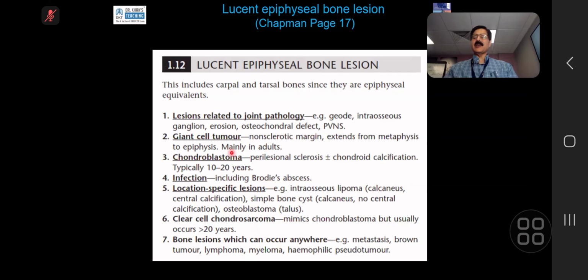Now, multiple myeloma, by the way, you could not say in a 45-year-old, don't say that. Now, this is a lucent epiphyseal bone lesion, and there are lesions which are related to the joint. Giant cell tumor is there, which has a non-sclerotic margin and extends to the metaphysis; chondroblastoma is mainly in the young age group. Infection, of course, we have to keep that. Location-specific lesions are, for example, enthesis, calcaneum, chondrosarcoma, no. And then come these lesions, which can occur anywhere. For example, metastasis, you did well, where you mentioned that. Myeloma, we cannot keep in this age group.